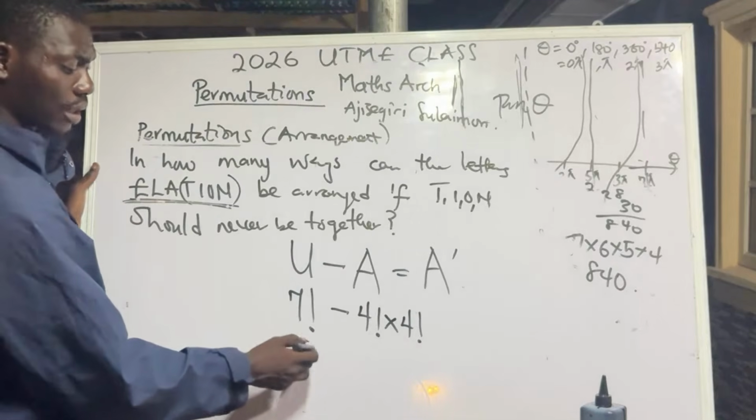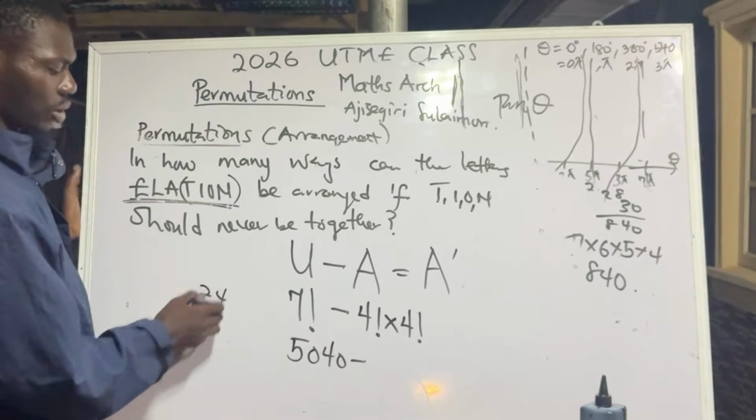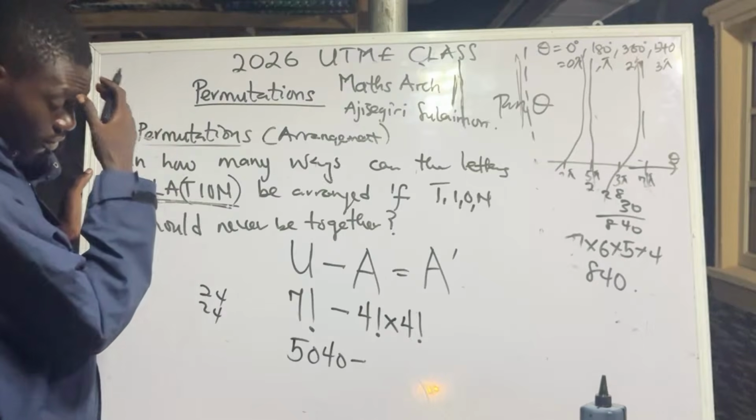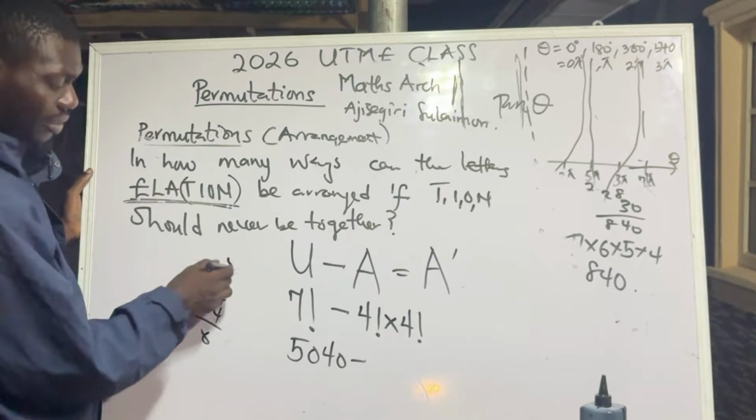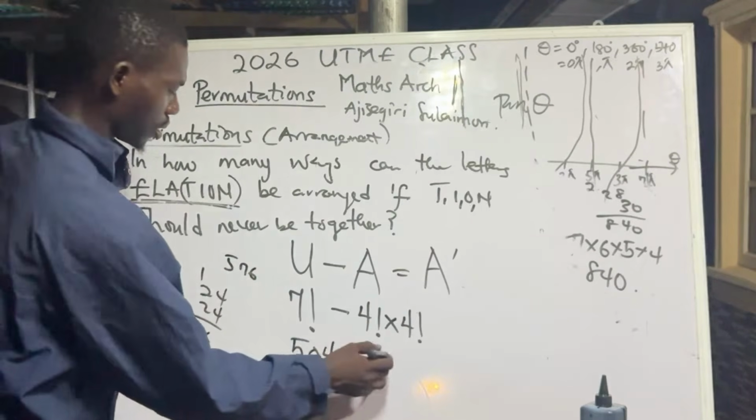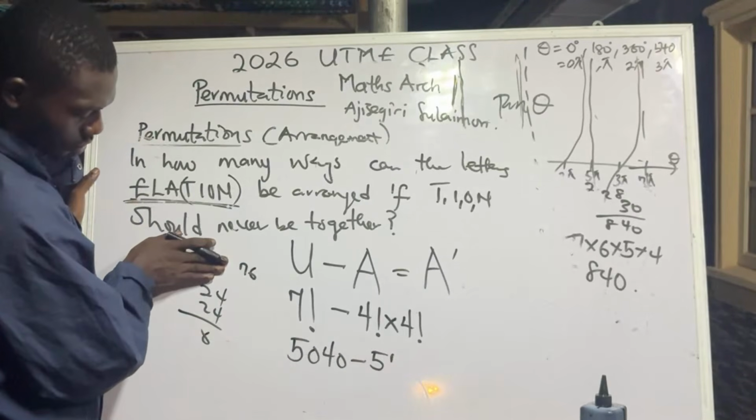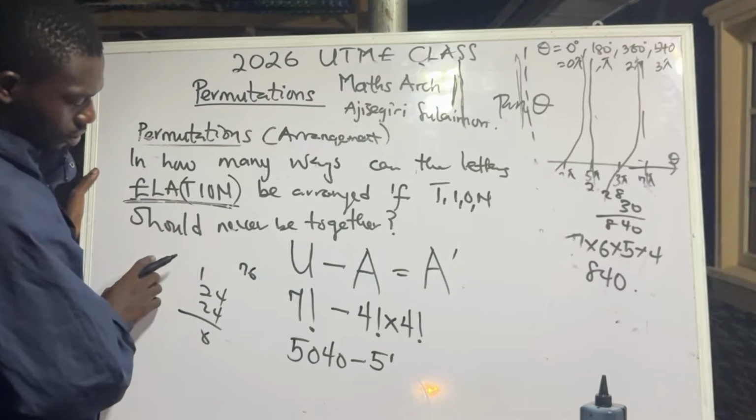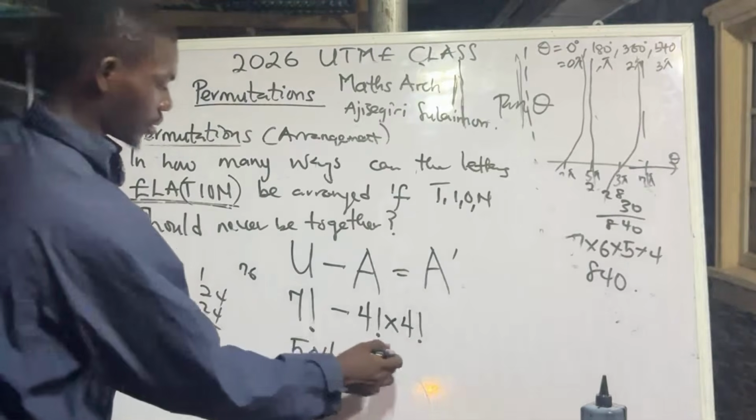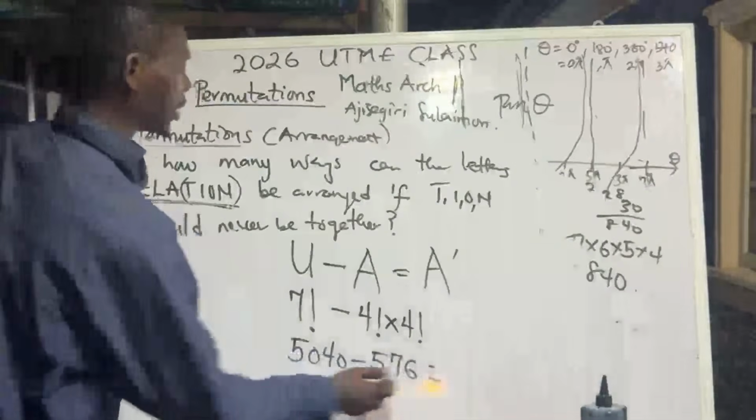So 7 factorial is 5,040. 4 factorial is what? 24. 24 multiplied by 24 is 576. So we then subtract this and we'll get an answer.